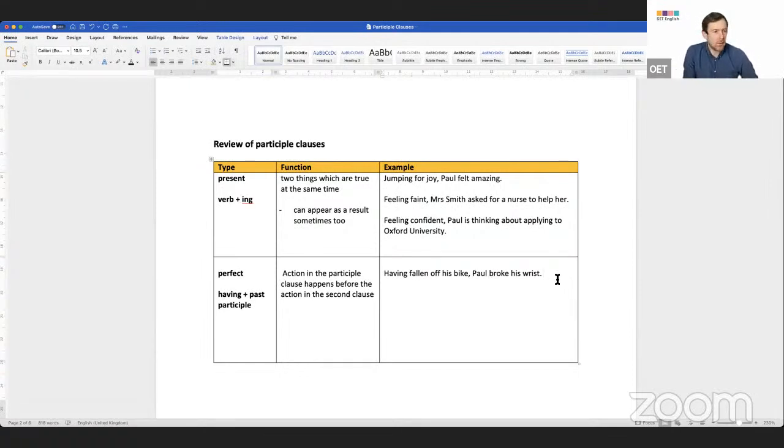Okay, now there is no doubt in my mind or anybody's mind about the order of the events. And the reason why is because I've used the perfect participle. And the perfect participle tells me the sequence of events in a sentence. I don't have to say before or after. I can just use the perfect participle. Now, if I said, having broken his wrist, Paul fell off his bike, I'd be a bit confused. Okay.